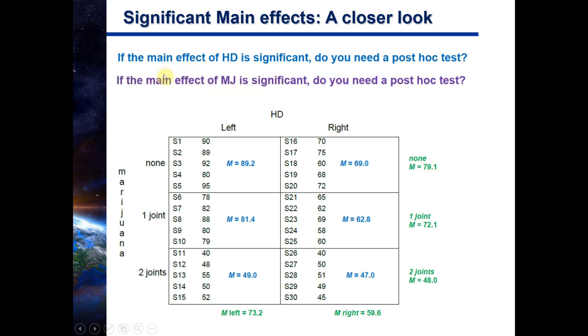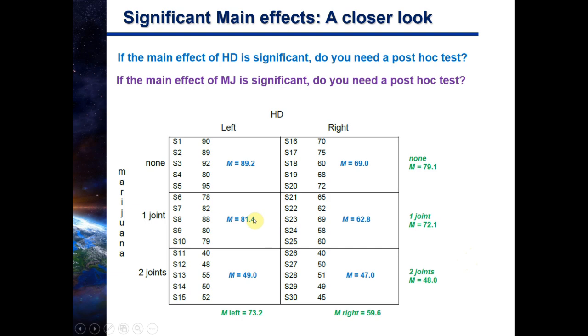If the main effect of marijuana is significant, do you need a post hoc test? And the answer, of course, is yes, because the F in the ANOVA to look at the main effect of marijuana is going to be comparing these three marginal means, right? So if this F value, the one for marijuana, is significant, it means you have a difference somewhere, but you don't know where. And so with three or more means, you're going to need to follow up with some sort of post hoc test, and that post hoc test will compare the means 2 by 2 to see which means are different from which.